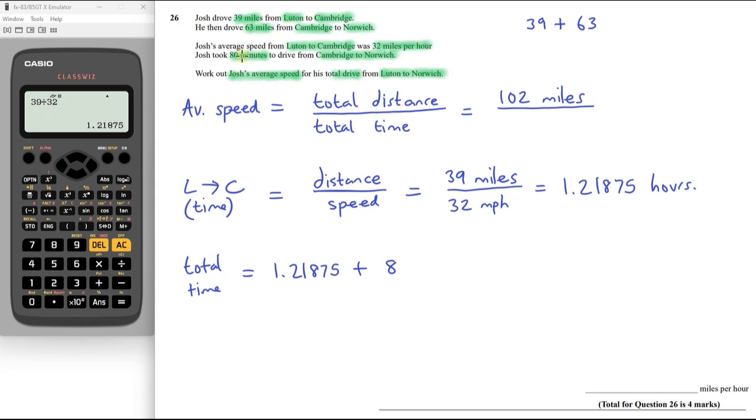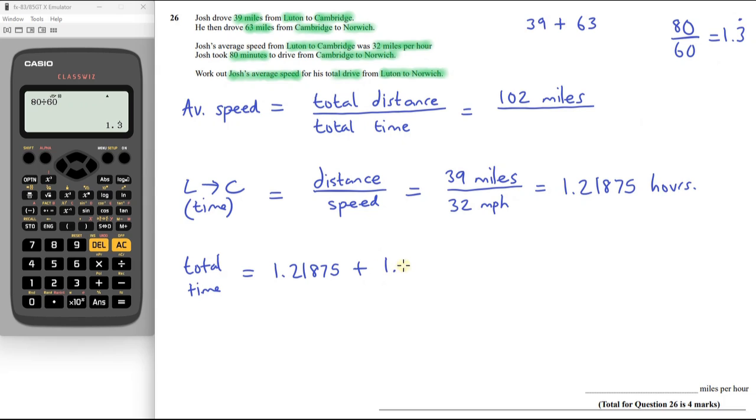Oh, I was about to put 80 minutes. Now we need to be really careful here because we've got minutes and hours. So let's convert everything into hours. To go from minutes to hours, we need to divide by 60. So 80 divided by 60, let's just put that into the calculator. We get 4 over 3, which is 1.3 recurring.